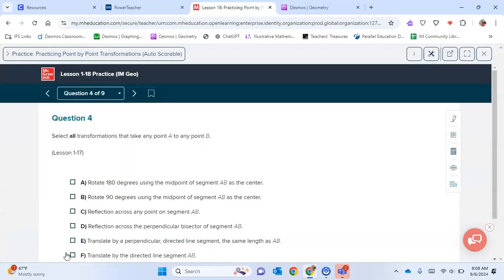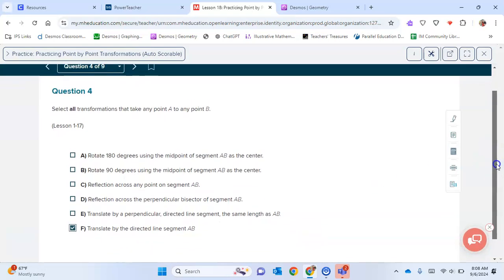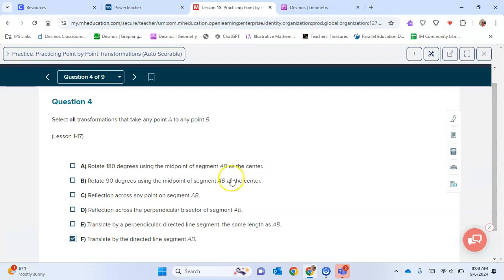Question 4. Select all transformations that take any point A to any point B. Well, the easiest way is to translate it by that directed line segment. So translate by the directed line segment AB. Rotate 180 degrees, that's turn upside down, using the midpoint of segment AB as the center.